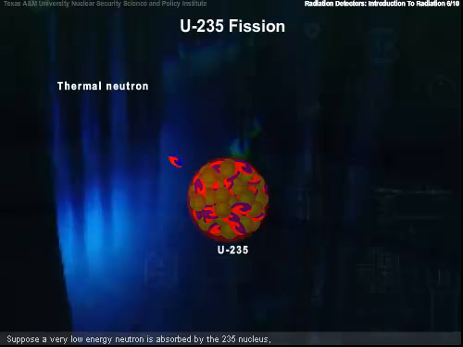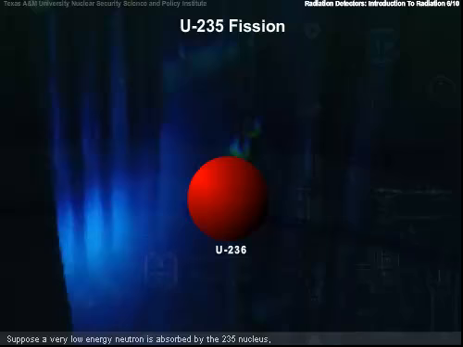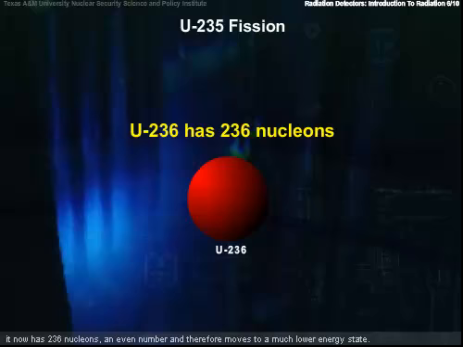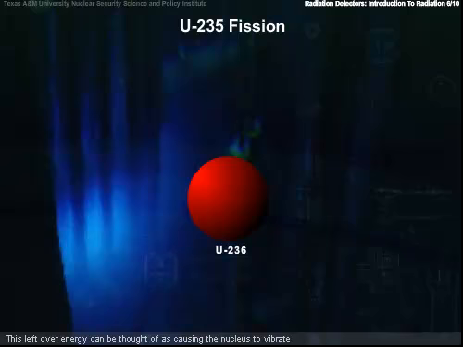Suppose a very low energy neutron is absorbed by the 235 nucleus. It now has 236 nucleons, an even number, and therefore moves to a much lower energy state. This leftover energy can be thought of as causing the nucleus to vibrate or oscillate out of its spherical shape.